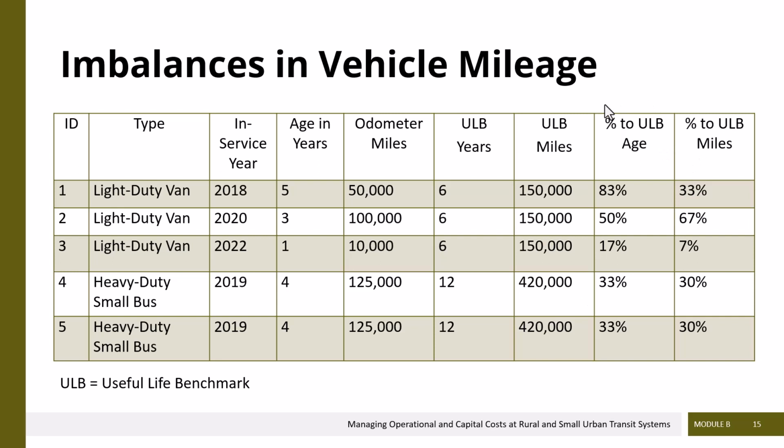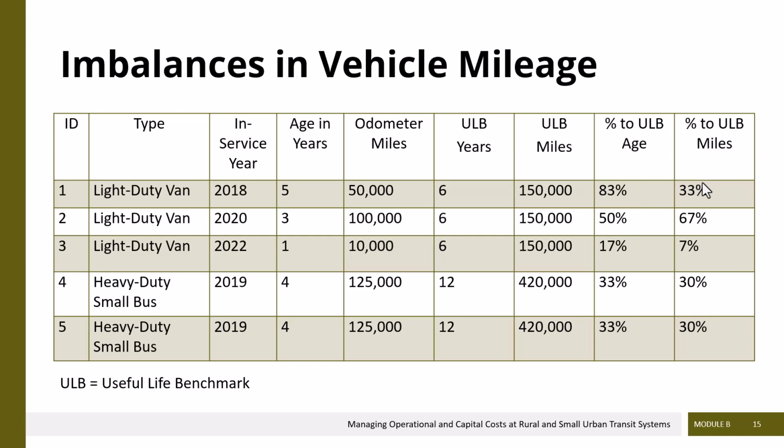So there's a column here that has the percentage to ULB in terms of age. That, in other words, is how far along is this vehicle toward the age ULB, right? So this first vehicle, this light-duty van, is 5 years old, and the ULB is 6 years, which means that this percentage to ULB is 83%, 5 out of 6.